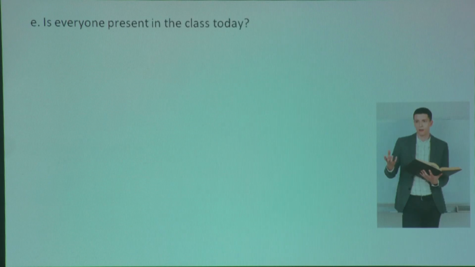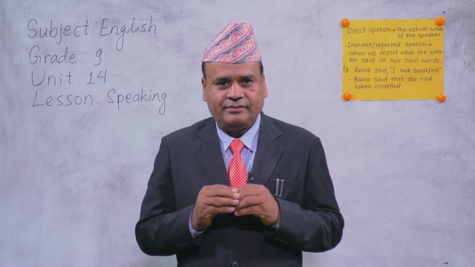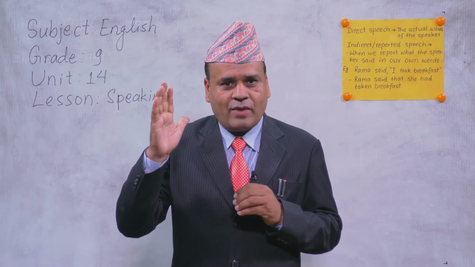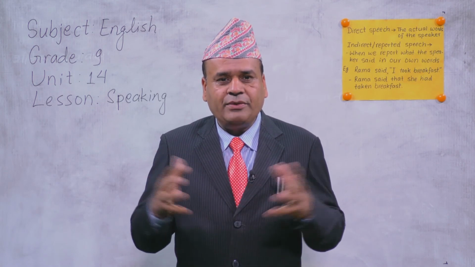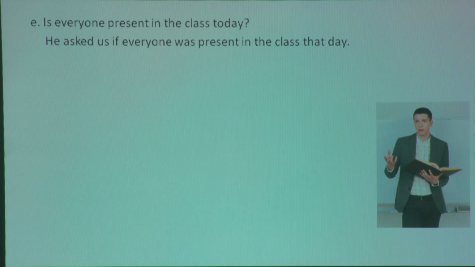Next sentence. "Is everyone present in the class today?" This is a question. This is a yes-no question. Okay, when a yes-no question comes, there is a different rule. Okay, the connector is different. As there is a yes-no question, normally we use ask. For example, let's see. He asked us if everyone was present in the class that day. Let's see the change of "today". And let's see the change of connector.